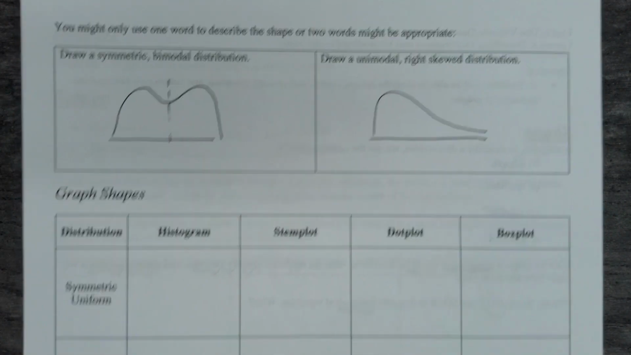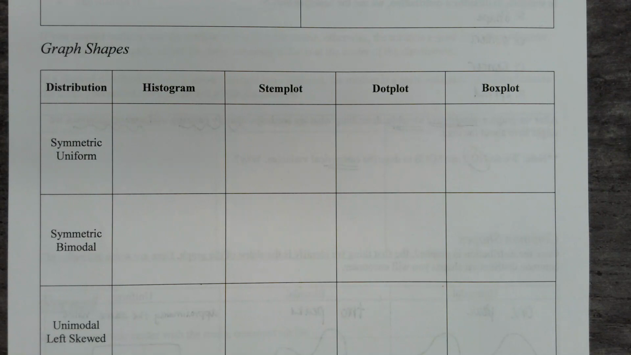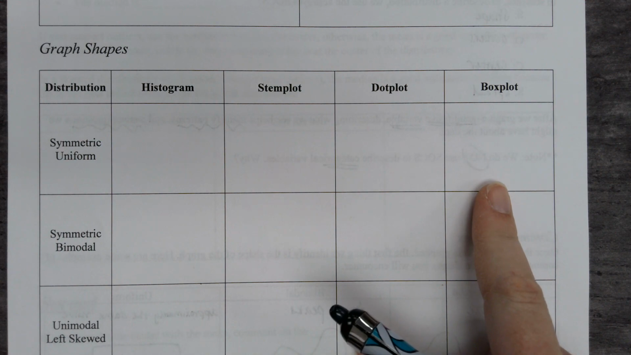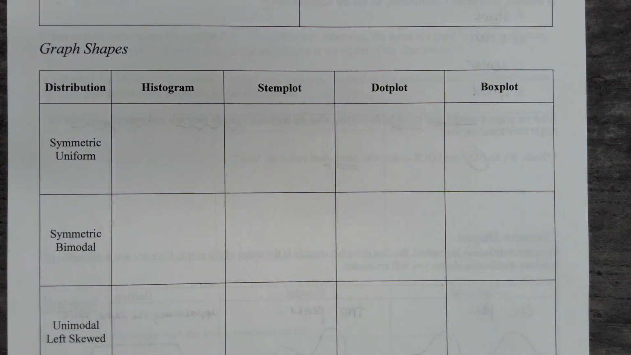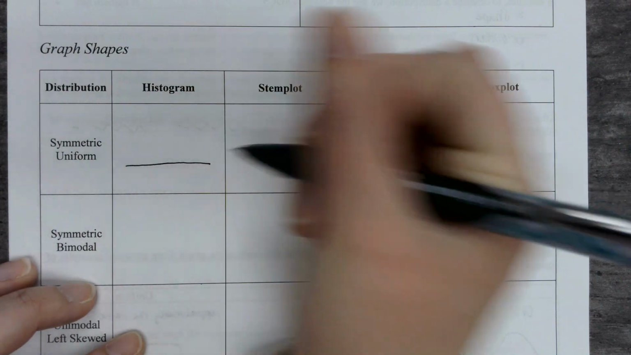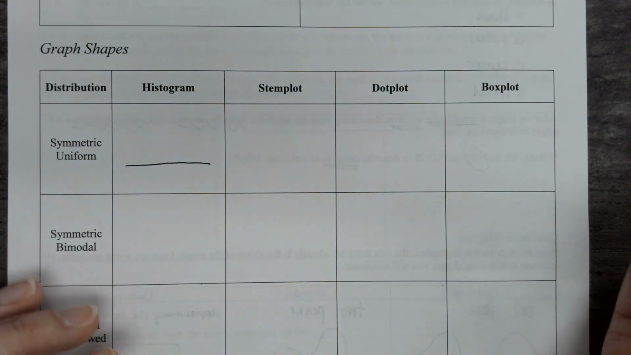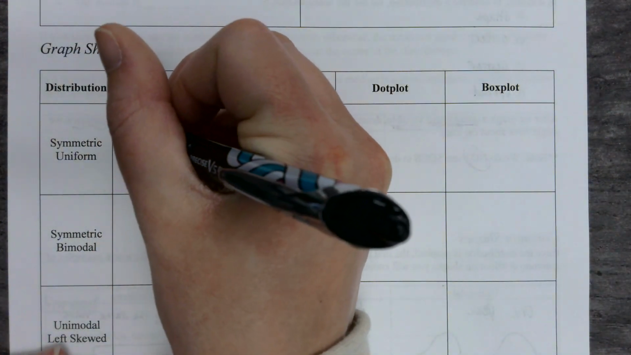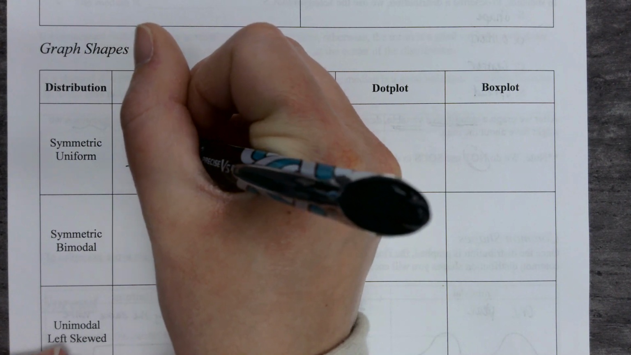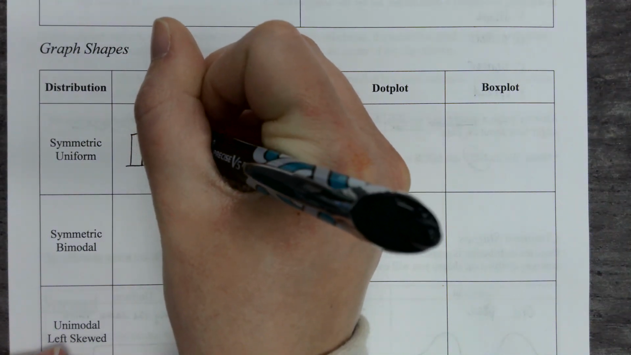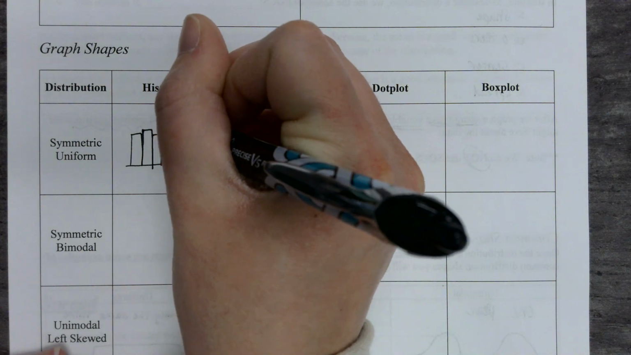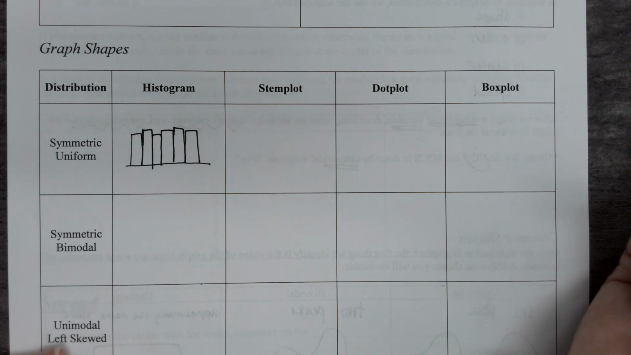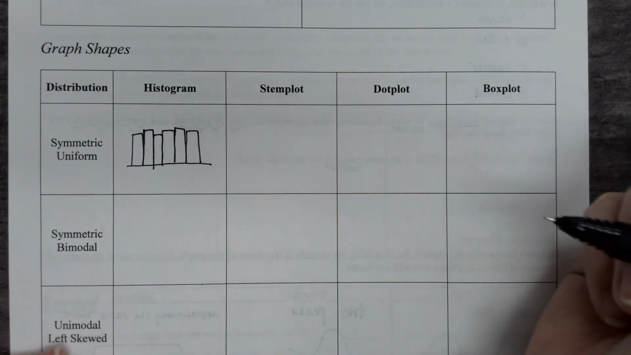All right, so now let's talk about what this looks like in each of the displays that we've been talking about. We talked about histograms, stem plots, dot plots, and also box plots. So when I have a symmetric uniform distribution, remember, usually uniform distributions are going to be symmetric because they're approximately the same all the way through. So when we're looking at uniform, I'm going to have something like this, where maybe I have one that peaks a little bit higher, and then a little lower, higher, lower, all the way around. That would be a uniform symmetric distribution, where you have something on either side that's exactly the same.